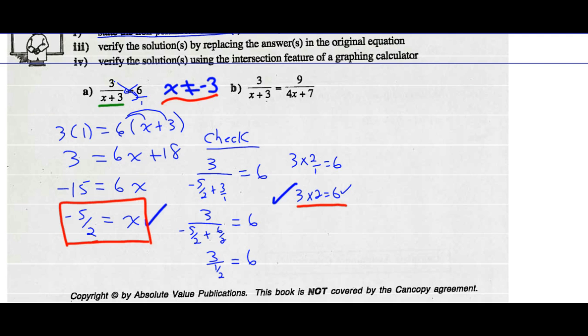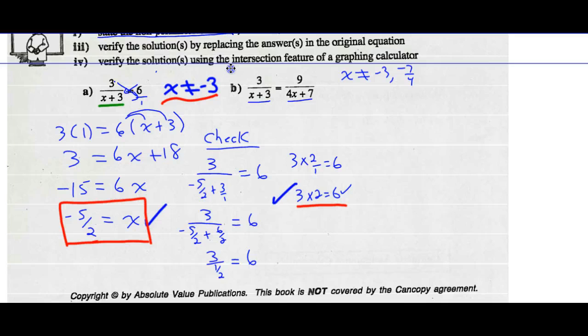All right, let's look at part B. 3 over x plus 3 equals 9 over 4x plus 7. Step 1, let's state some non-permissible values. X can't equal negative 3, or in this case, negative 7 divided by 4. Those are our two non-permissible values.